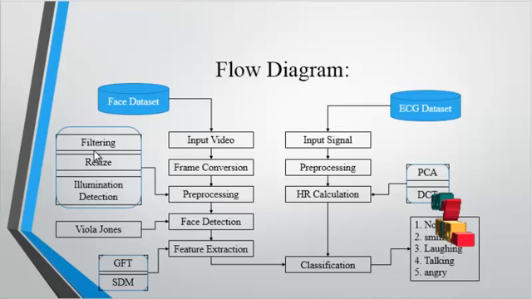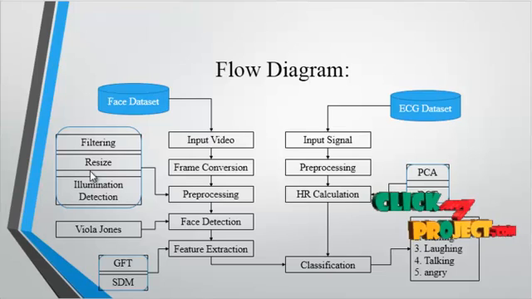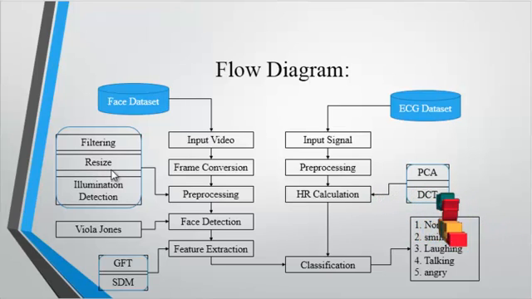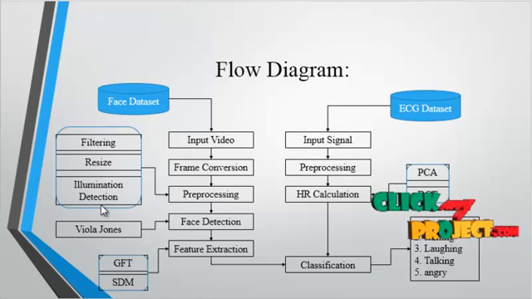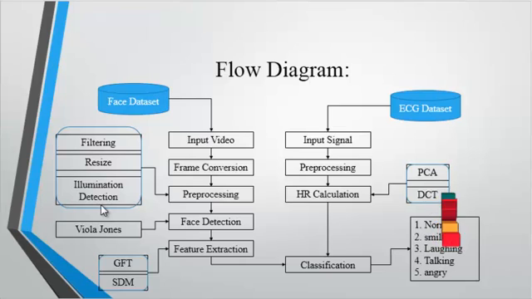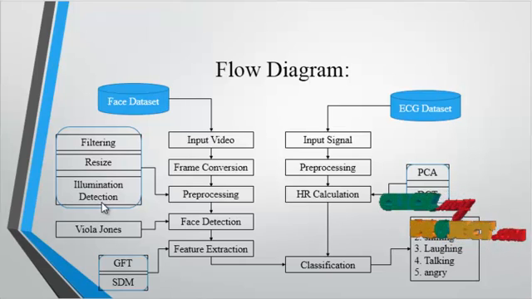In the filtering stage, we remove the noise from the frames. When noise occurs, the filtering will remove it. After the filtering process, the resize is carried out. In the resize process, each and every frame is resized to an aspect ratio. After the resize, the illumination detection is used to correct the illumination rate in the image. If the illumination of the image is low, the illumination will be boosted up. After the illumination correction, the face detection will be carried out.